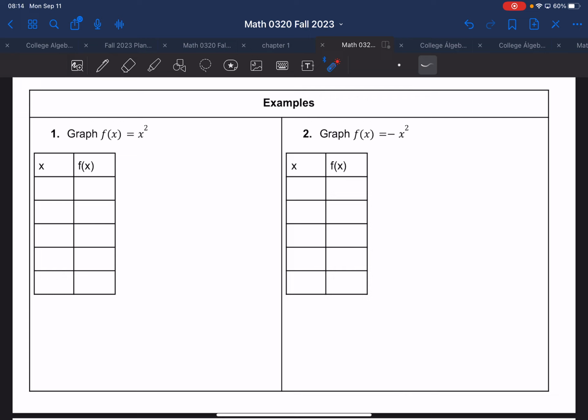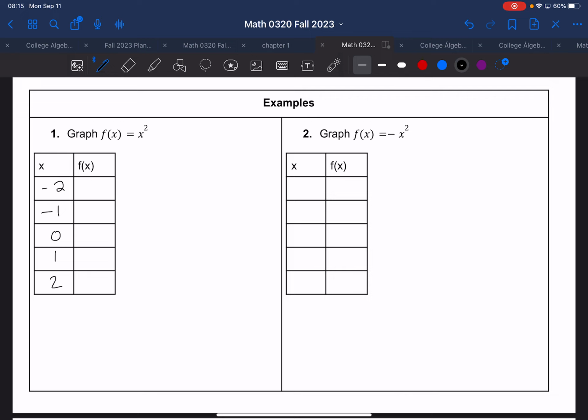When we are creating our table, does it matter which x values we choose? So yes and no. It doesn't matter specifically which numbers, but it does matter that you include some negatives and some positives. So the numbers that I like to choose are -2, -1, 0, 1, 2. Those are the numbers that I'm going to use every single time. But again, as long as some of your numbers are negative and some are positive, it does not matter which x's you choose.